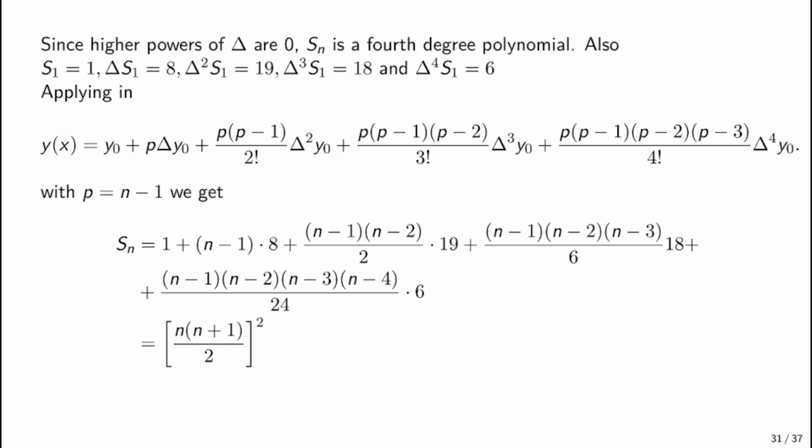Now once we got p value as n minus 1, substituting in this equation, we will get Sn equal to 1 + (n-1)·8 + (n-1)(n-2)/2·19 + (n-1)(n-2)(n-3)/6·18 + (n-1)(n-2)(n-3)(n-4)/24·6. After simplification of these things, using some basic algebraic techniques, you will get the value of Sn as [n(n+1)/2]^2.